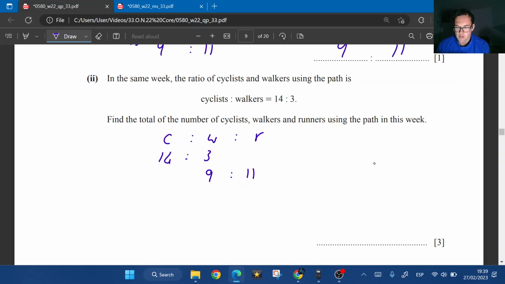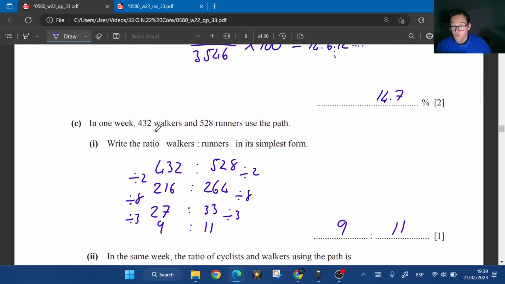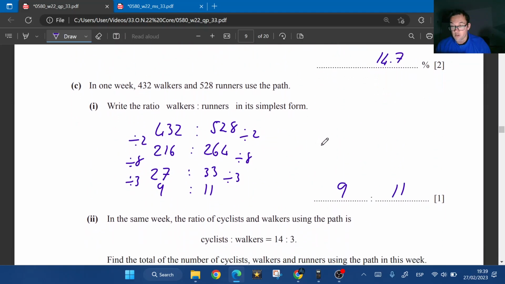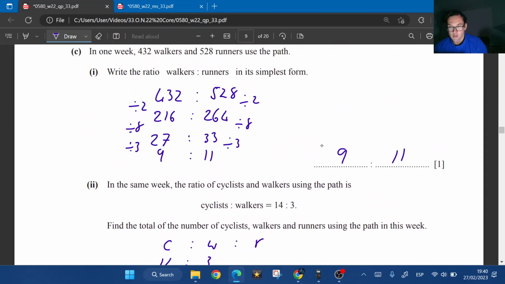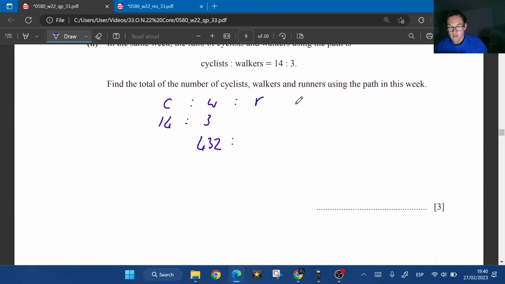Right. What other information do we have? Well, we do have the total number of walkers and runners. 432 walkers. So I think actually we need to write that down. 432 walkers, 528 runners. So that's the actual amounts written as a ratio. The cyclists to walkers, that is a simplified amount.